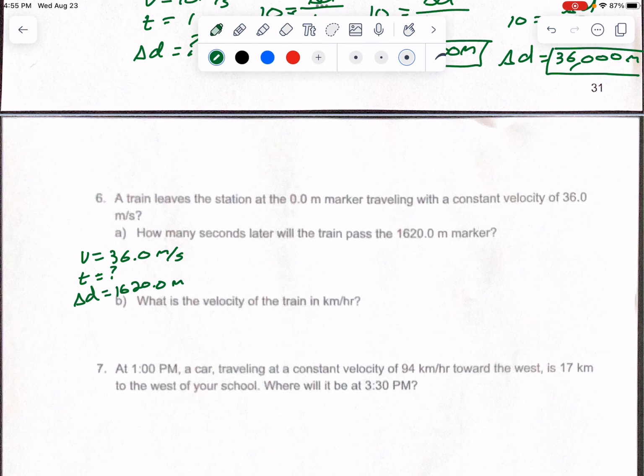Okay, so I'm looking for t. Remember V equals D over T, so cover up the T. So I'm going to plug it in, so 36.0 equals 1620.0 over T. There's two ways you can do that. You cover up the T, or you always know you can switch these bottom ones if you're looking for a variable on the bottom. So it's actually going to be 1620 divided by 36. So T is going to come out to be 45 seconds.